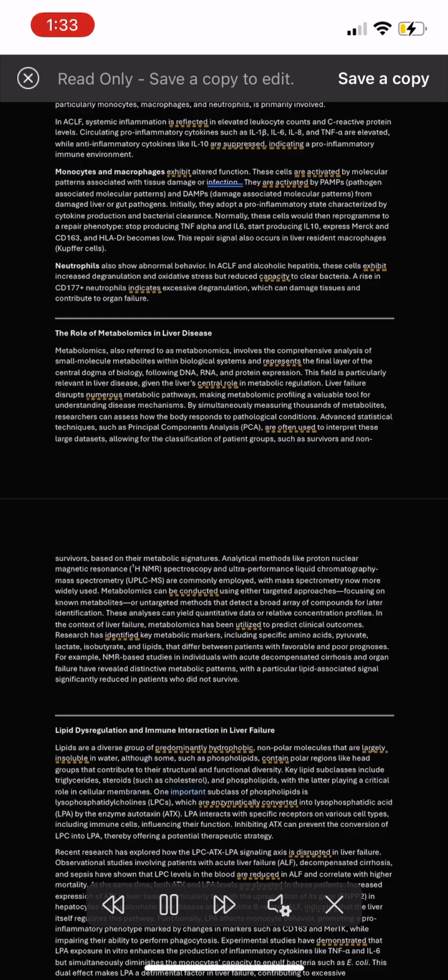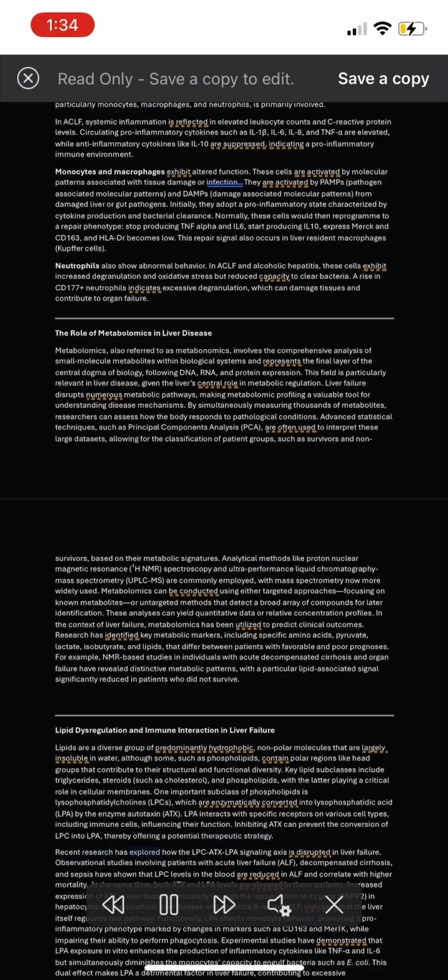One important subclass of phospholipids is lysophosphatidylcholines, LPCs, which are enzymatically converted into lysophosphatidic acid, LPA, by the enzyme autotaxin, ATX. LPA interacts with specific receptors on various cell types, including immune cells, influencing their function. Inhibiting ATX can prevent the conversion of LPC into LPA, thereby offering a potential therapeutic strategy.